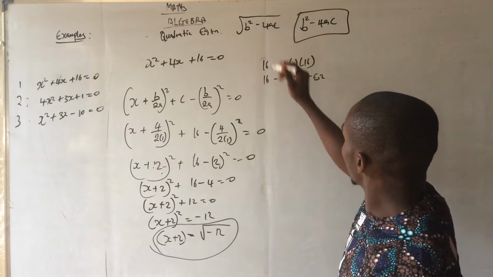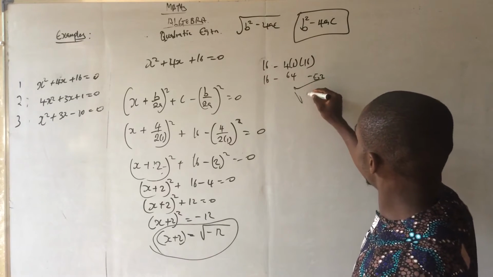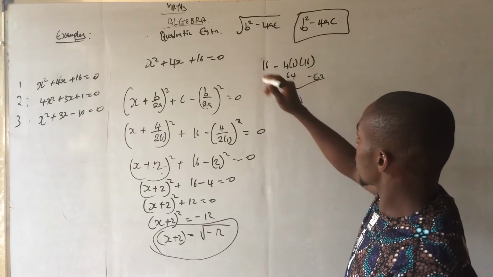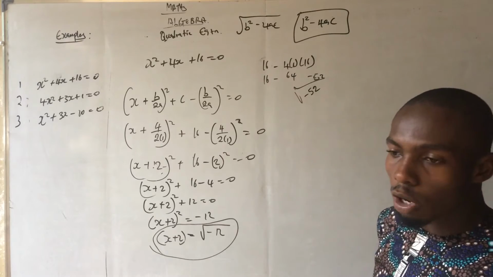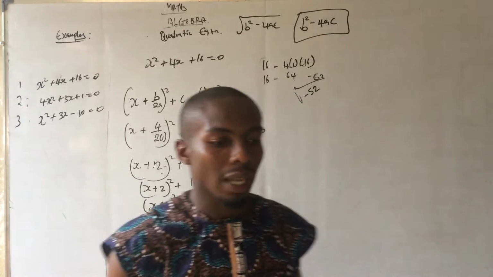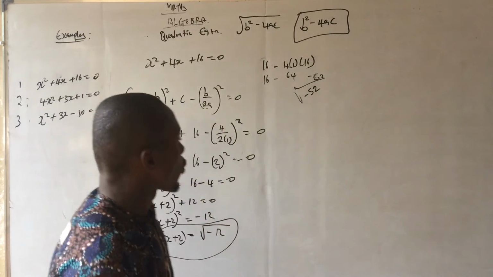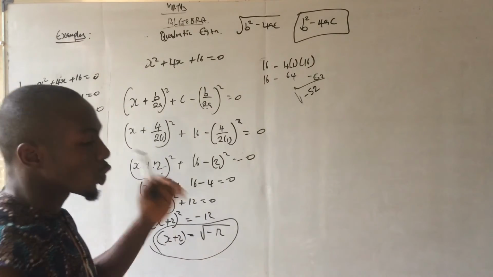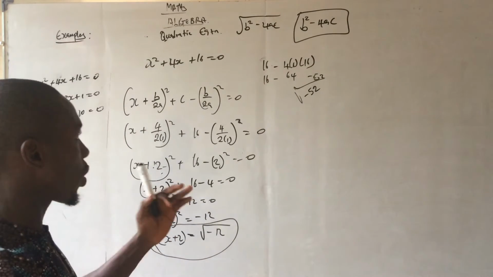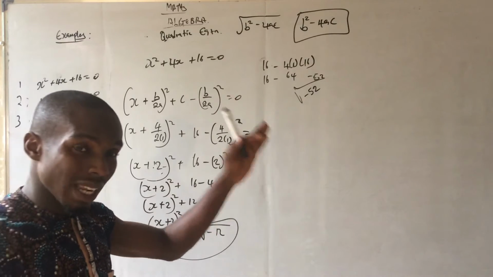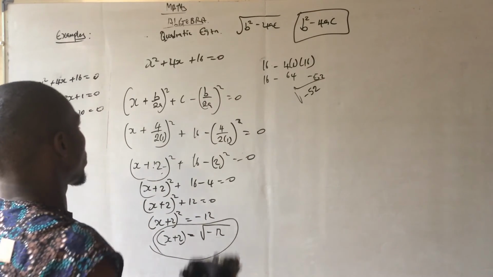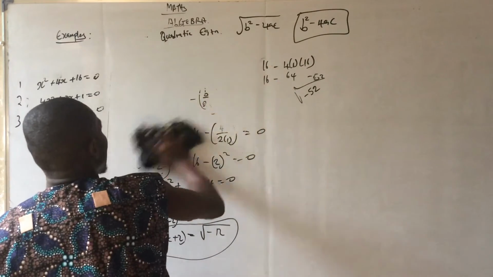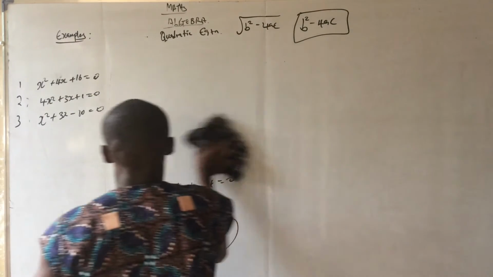And taking the square root of this discriminant, negative 52, is also wrong because you cannot get the square root of a negative number. So I solved this to show you that anytime you get your discriminant to be less than 0, just conclude that there's no solution. So that is that. We'll go over to the next one, number 2.